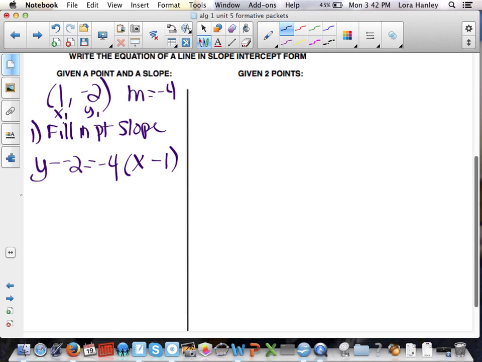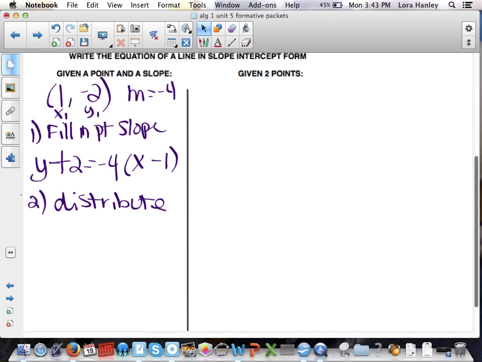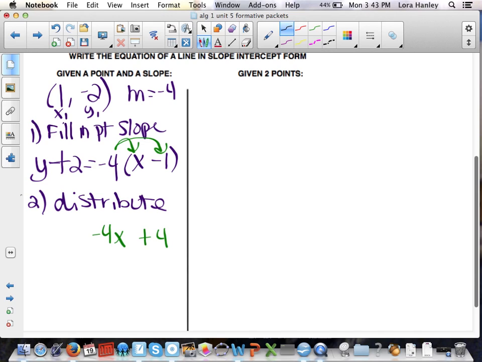Remember, your x and your y, those are going to stay in your equation because we want to end up with y equals mx plus b. Y and x are always in that equation. We also know that two negatives together, a double negative, create a positive, so minus a -2 is really +2. Your second step is to distribute your slope. Distribute always means multiply, so we're going to take -4, and multiply it by the x to get -4x. And we're going to take -4 and multiply it by -1 to give us +4.